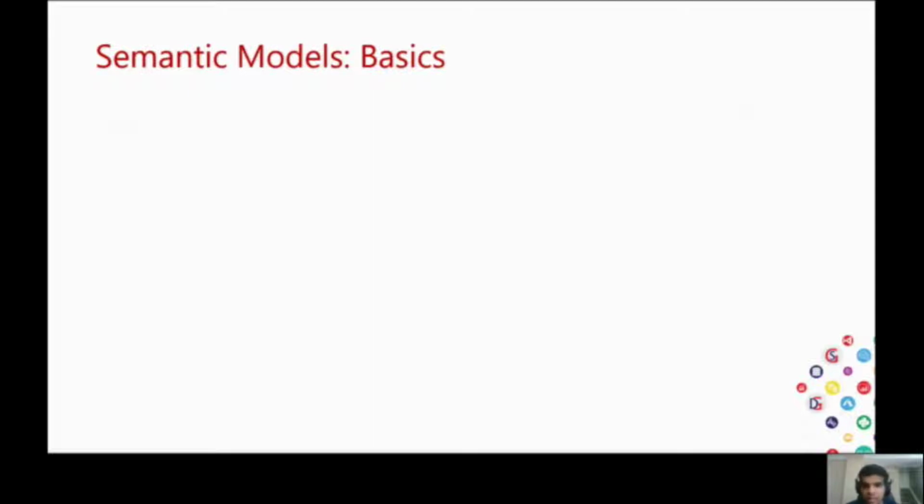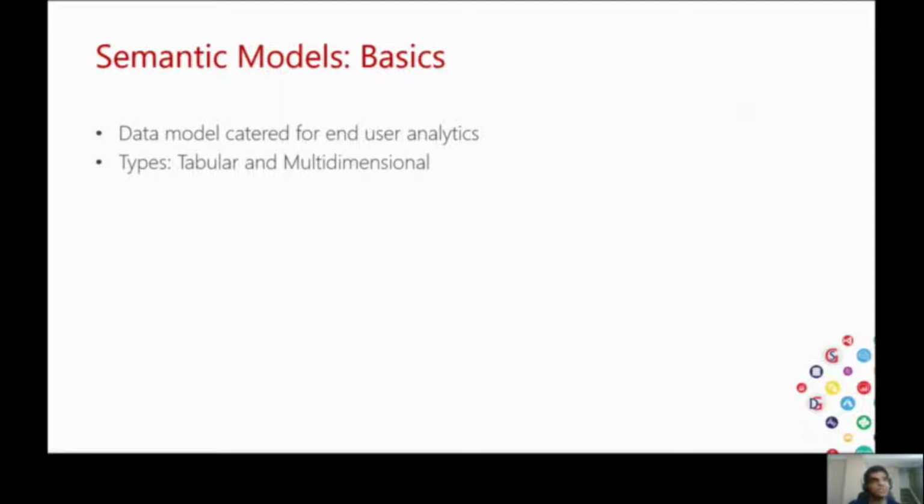Moving into semantic model basics. A semantic model is a data model that is used for analytical purposes, specifically catering to the end users. There are two types of semantic models: tabular semantic models and multidimensional semantic models. Previously, it was just multidimensional semantic models, and later on, tabular semantic models came up. Tabular semantic models are a lot simpler and more compressed compared to multidimensional semantic models.